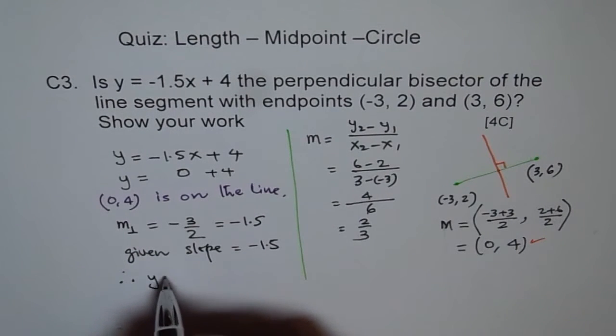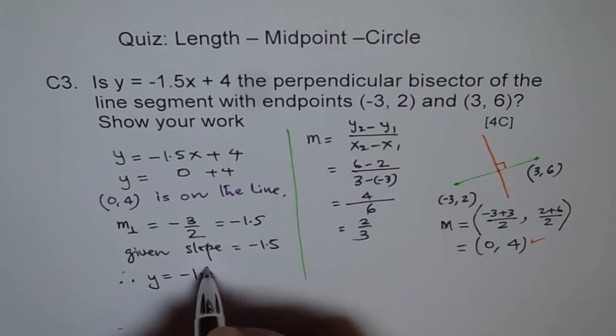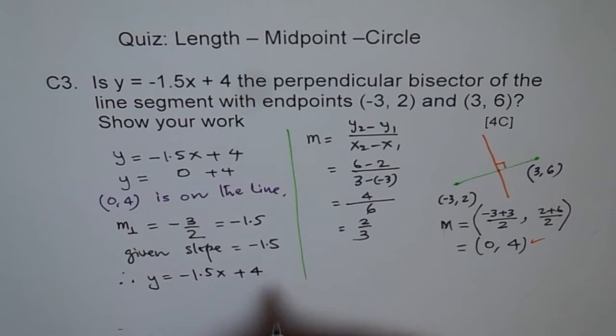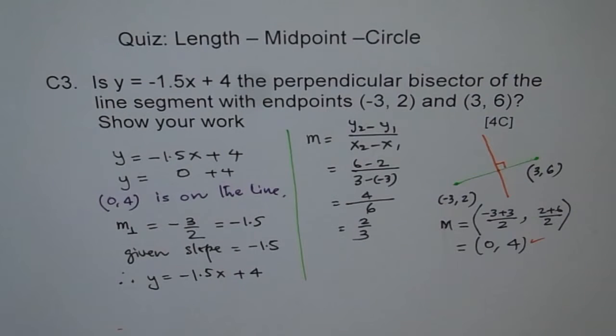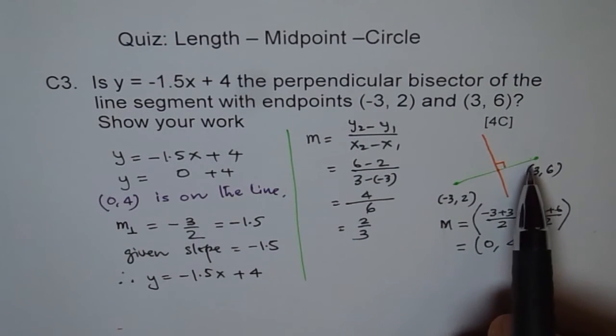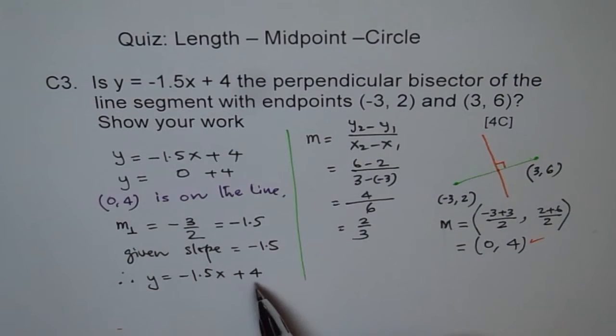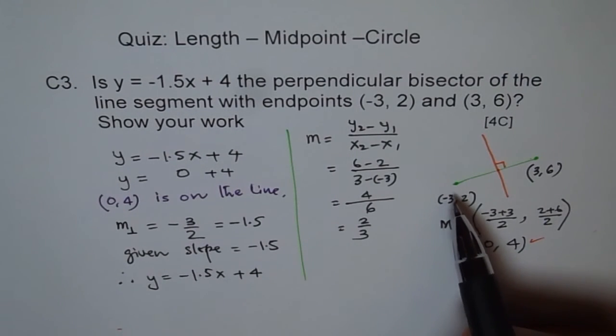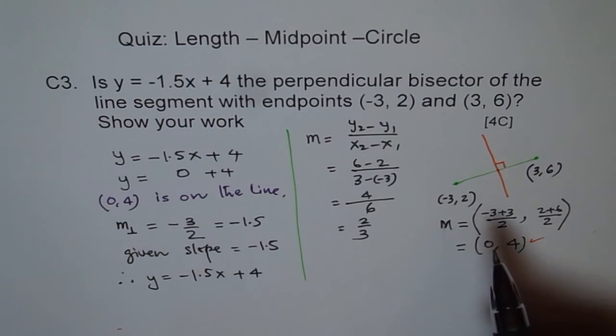Therefore, y equals minus 1.5x plus 4 is the perpendicular bisector of the line segment with endpoints (-3, 2) and (3, 6), correct? You need to write all that which I am saying, okay? You have to write that this is the perpendicular bisector since the midpoint of the segment lies on this line, and the slope of this line is the negative reciprocal of the slope of the given line segment, correct?